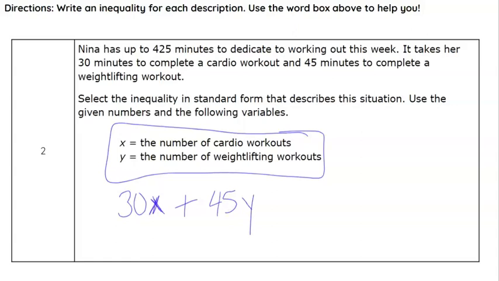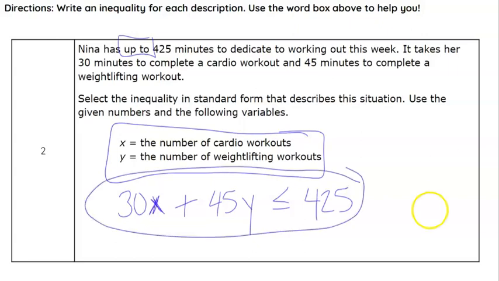And then we know she has up to 425 minutes to work out, which means she can do exactly 425 minutes, and she can do less than 425 minutes, but she can't do more than 425 minutes. So that is going to be our inequality that represents this situation.